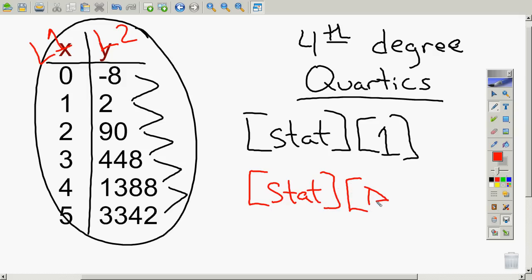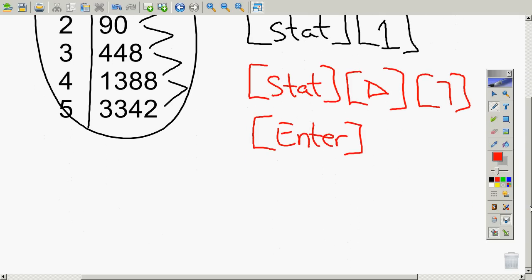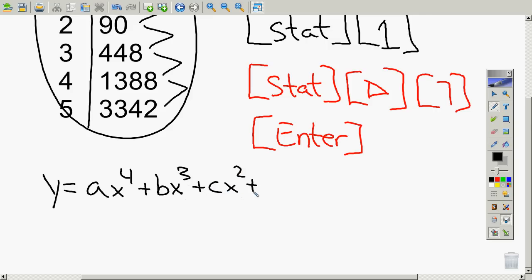We are arrowing over to calc, and you will find quartic regression at number 7. Once you see that and press that, then press enter again. And now on your calculator, this is what it should look like. It should say y equals ax to the 4th plus bx to the 3rd plus cx squared plus dx plus e.